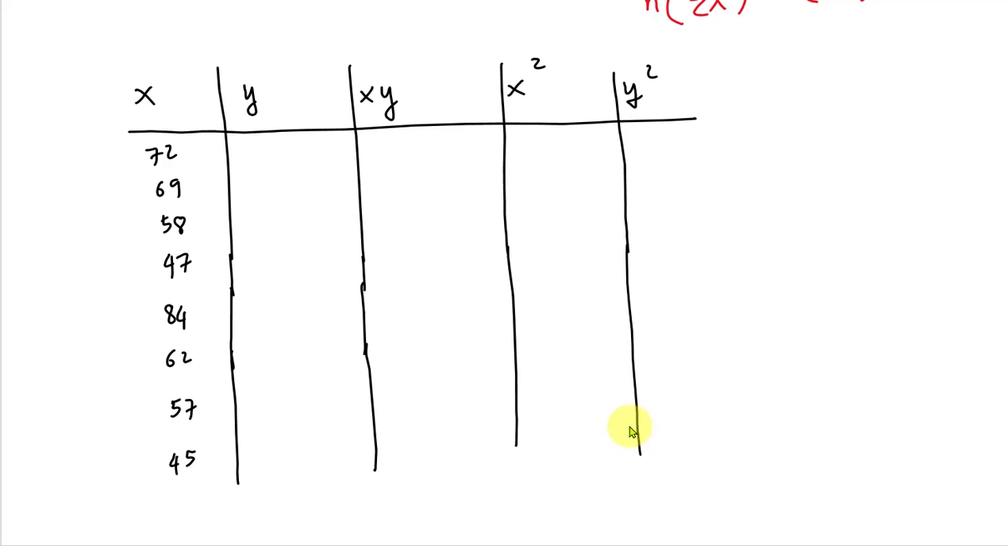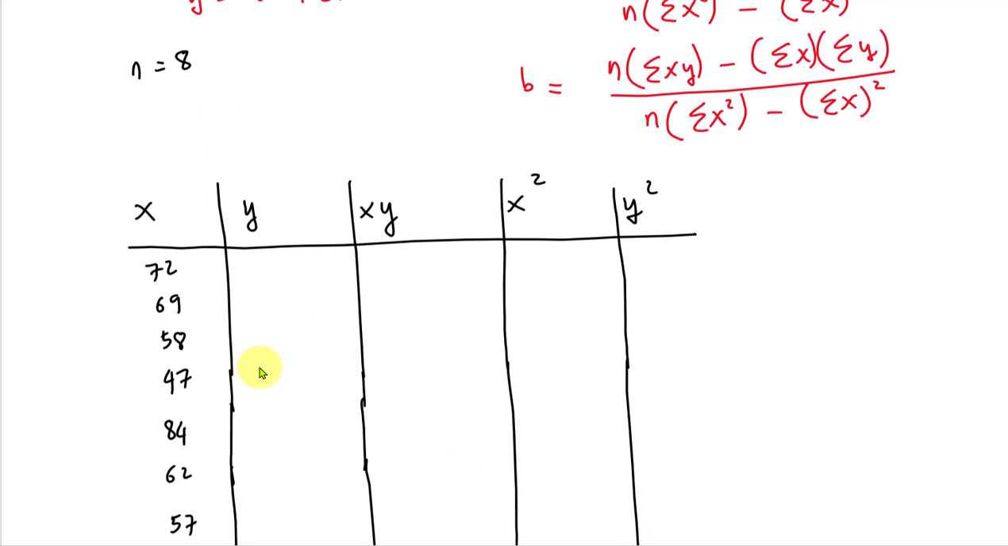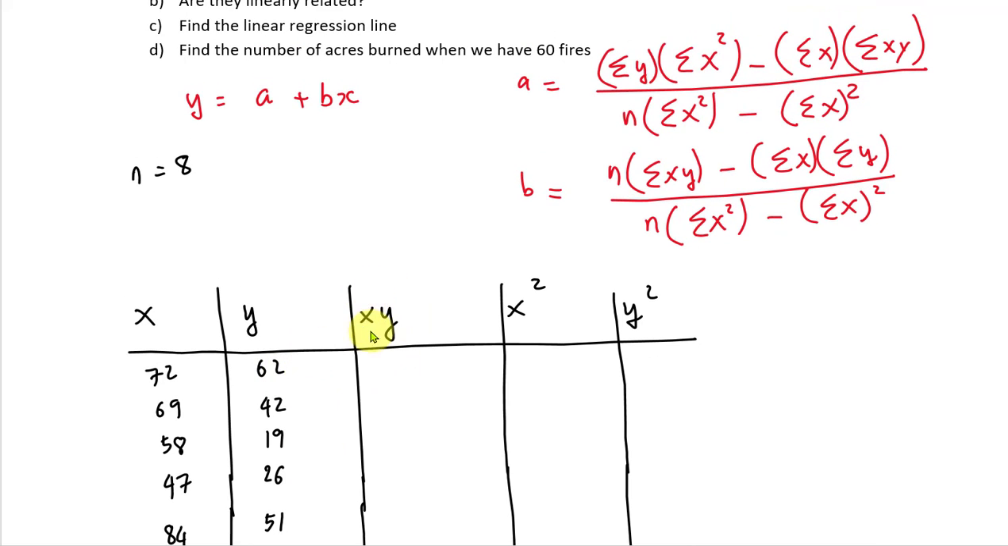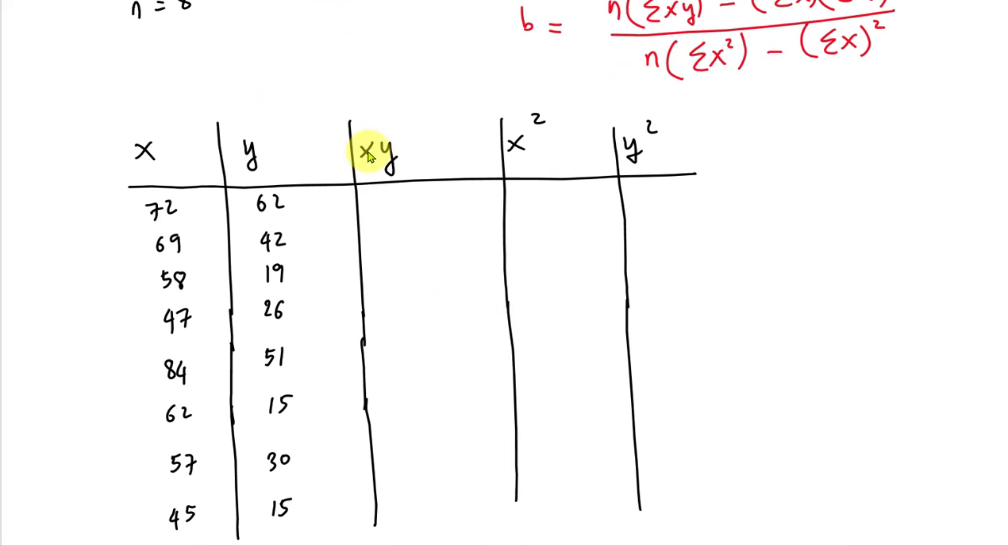And then I would fill out the value for y as well. And the reason that I have another column for x y, x squared, y squared, is because I do see those expressions from the formula to find a and b. Okay. Alright. So now x y is just the product, the multiplication between x and y.